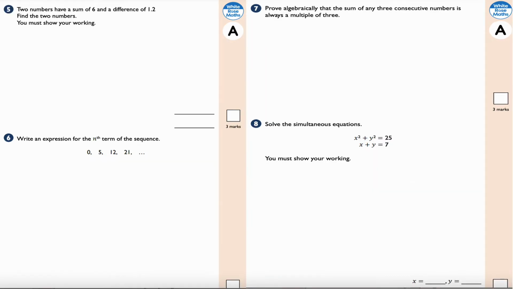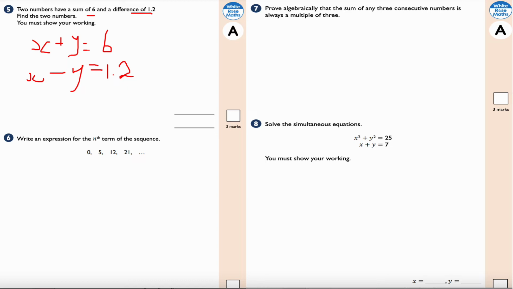This is question number 5, guys. 2 numbers have a sum of 6 and a difference of 1.2. Find the 2 numbers. So we must show our workings. So if I say to you, I've got x plus y, that has to equal 6. And the same 2 numbers, x minus y, is equal to 1.2. So I have formed a pair of simultaneous equations. Now that's not always immediately obvious, guys.